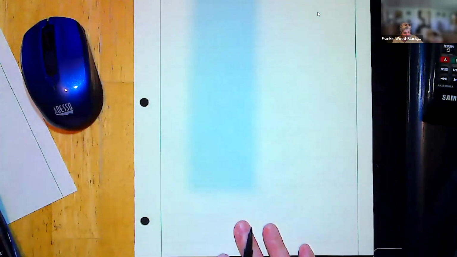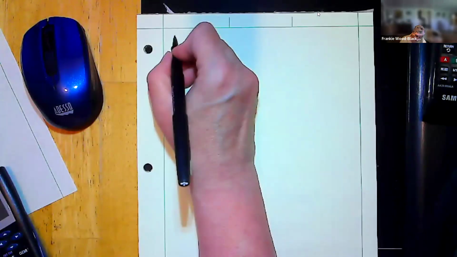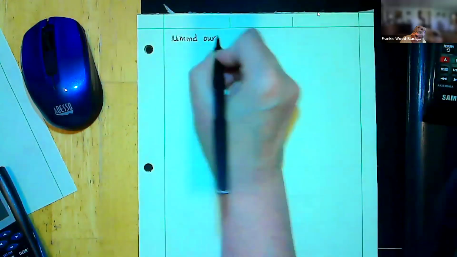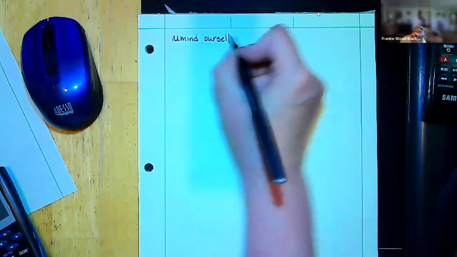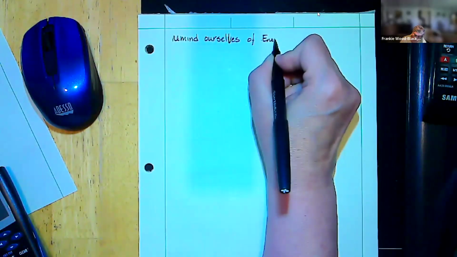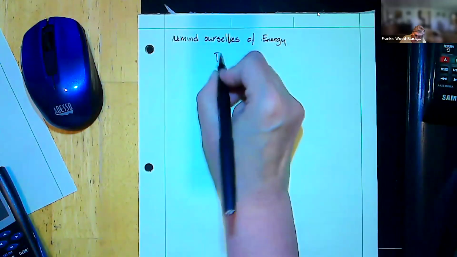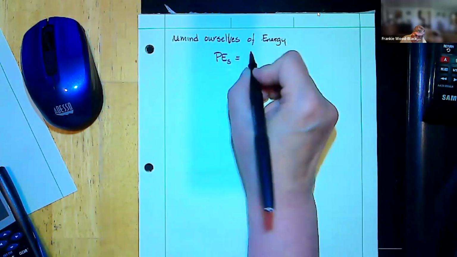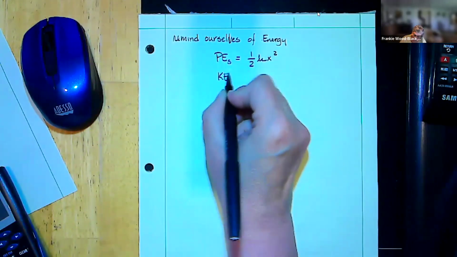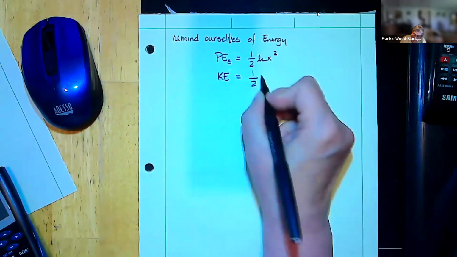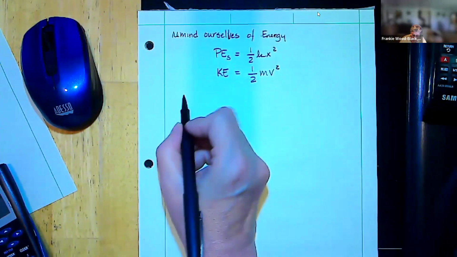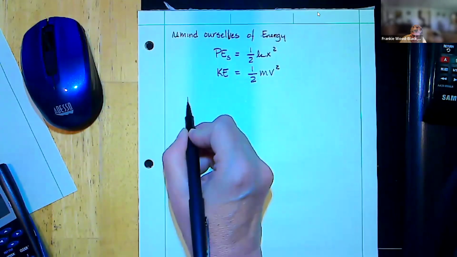A couple other things we want to do is remind ourselves of energy. Our potential energy of a spring is 1/2 kx squared. Our kinetic energy is equal to 1/2 mv squared. And the reason we want to do that is because what we're about to do is just like what we saw in that one diagram.